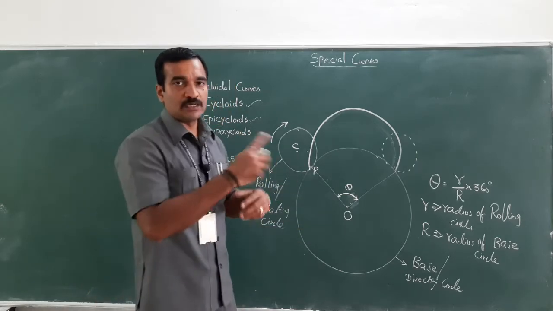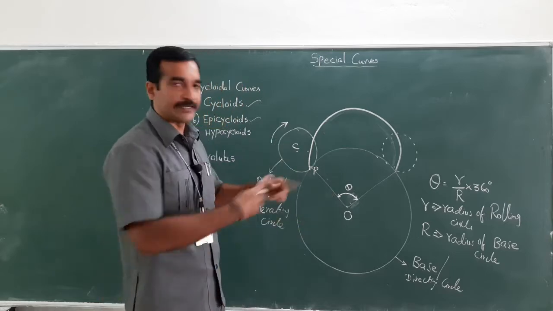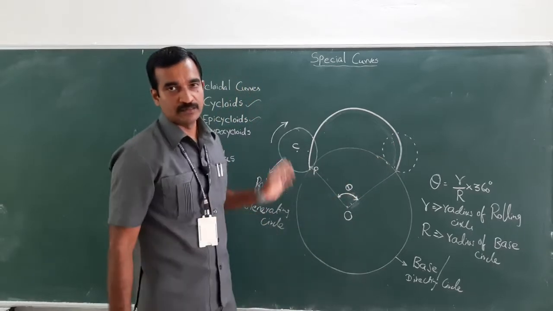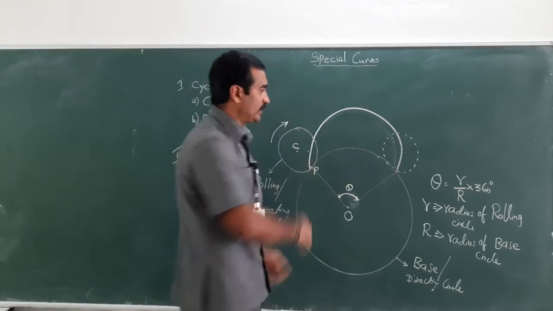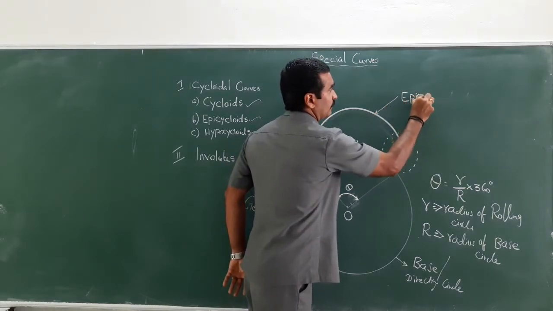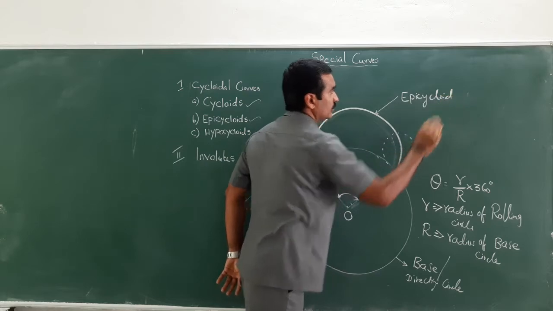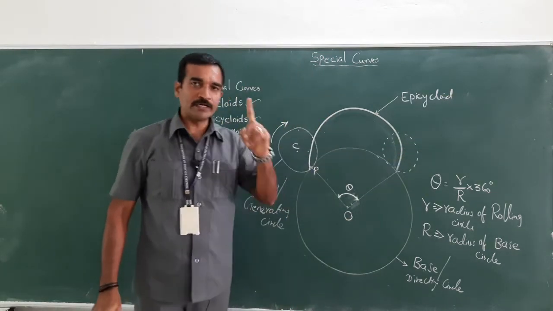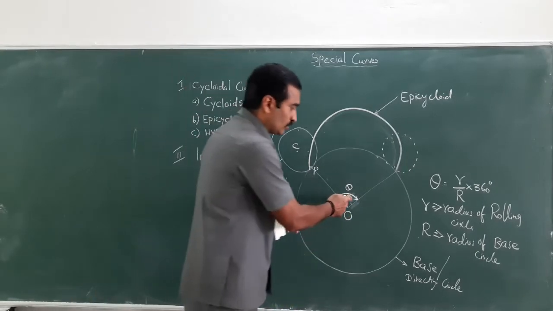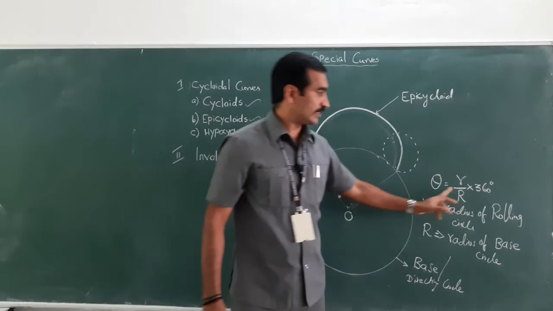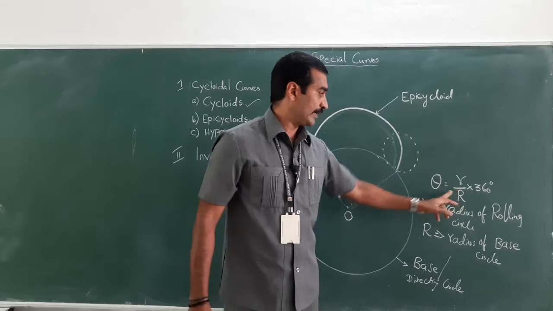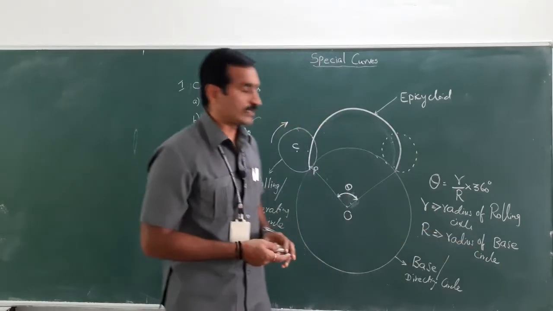Always the rolling circle rotates in the clockwise direction. When it rotates in the clockwise direction, it leaves some traces in the space. By plotting those points, I get a curve which is nothing but the epicycloid. To complete one full revolution or one convolution, it would have made a sector, right? Which is nothing but theta. Theta is nothing but r by R into 360. Small r is the radius of the rolling circle and capital R is the radius of the base circle or directing circle.